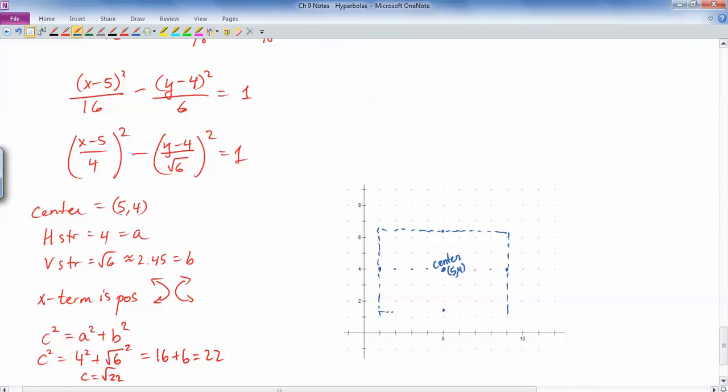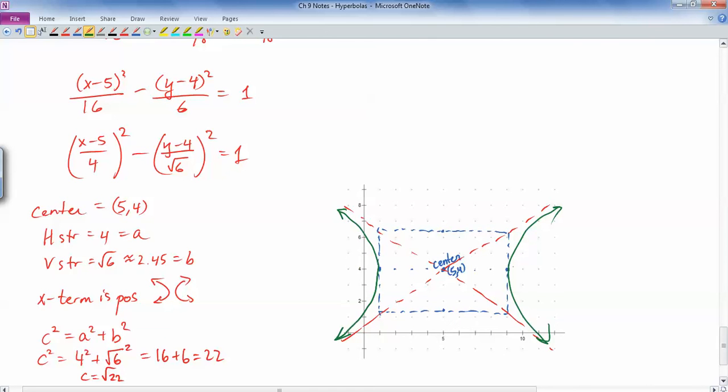Where's the pen? There it is. We'll sketch the asymptotes. So that goes right through here and here. The hyperbola itself opens up left and right, so that's this side and this side, and we use the asymptotes to kind of guide where that green curve should go.